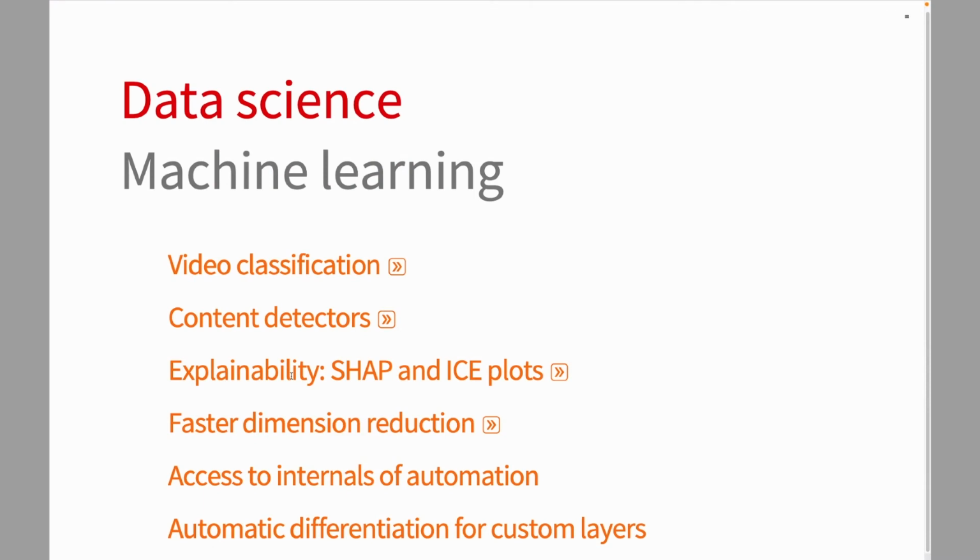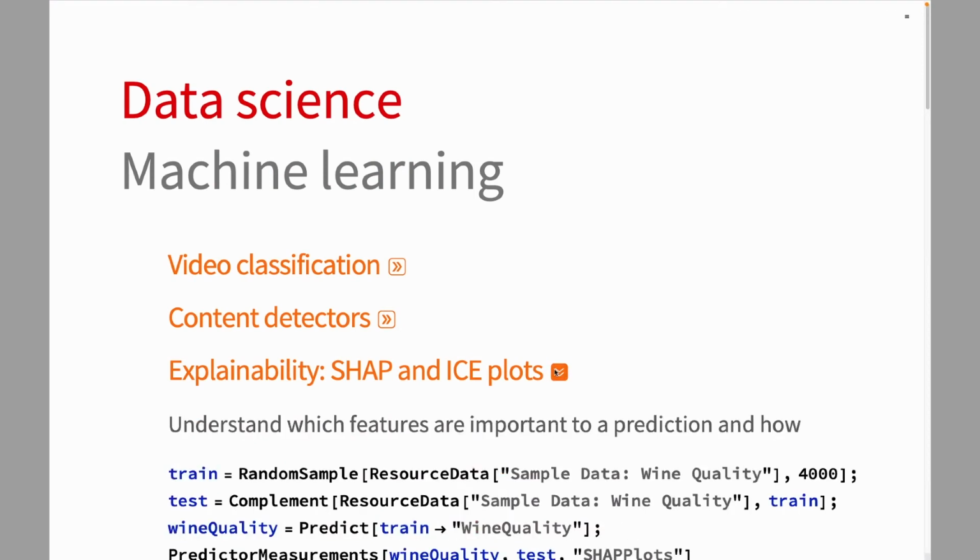A lot of people ask about explainability, and we've got two new measurements. The classifier and predictor measurements and the net measurements have always been very good at giving very concrete, very quantified information, like what's the accuracy rate of a model. What these two new SHAP and ICE plots do is give you a very qualitative feel for why.